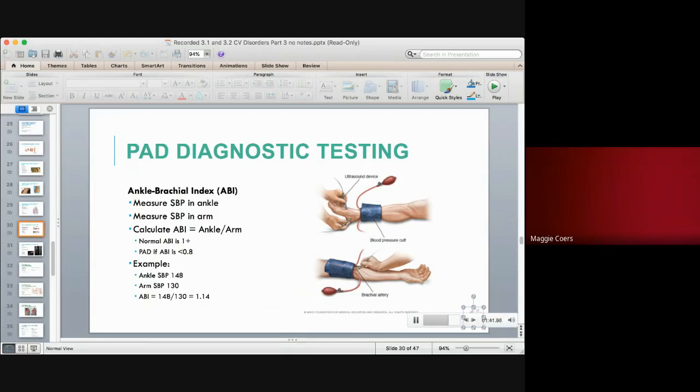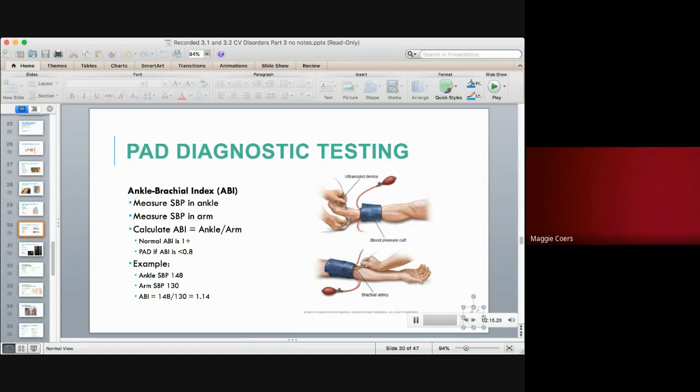If the number is greater than 1, the patient is fine, no peripheral artery disease. If it's 0.8 or less, then they are positive for peripheral artery disease. This ABI is really pretty diagnostic for peripheral artery disease that has occurred somewhere in that leg. There's a partial occlusion of blood flow, an atheroma formation somewhere in that leg, and it's causing that decreased circulation.